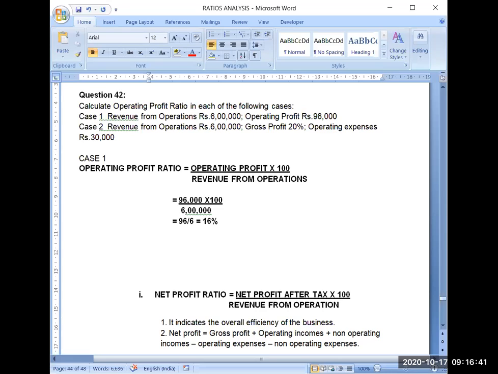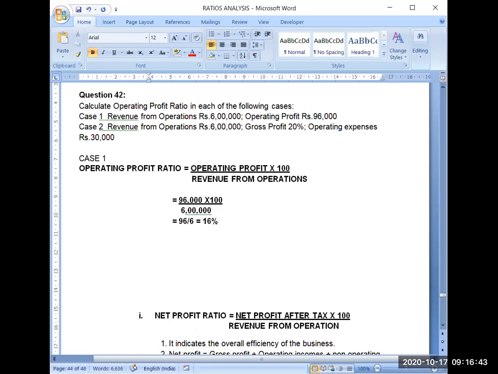So this way we have calculated the operating profit ratio. Now coming to case 2.